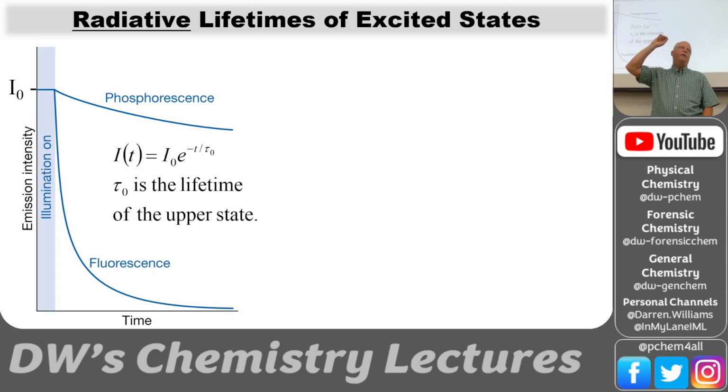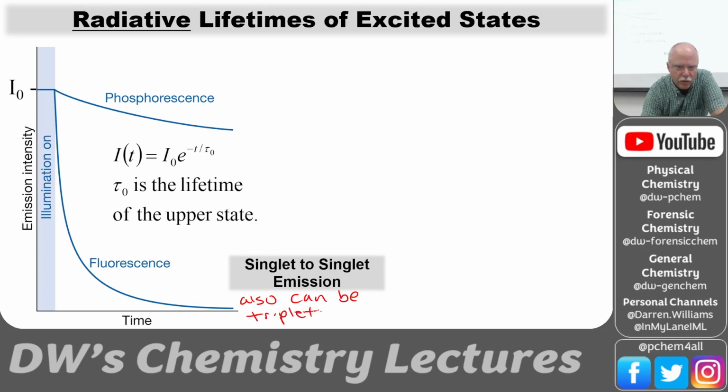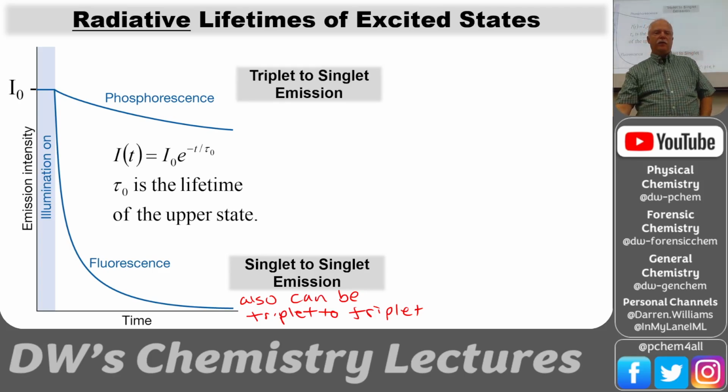light. Now, if the multiplicity does not change, then that's fluorescence. But if the multiplicity does change, that's phosphorescence. So this might be singlet to singlet emission. It could also be triplet to triplet. But the point is, for fluorescence, the spin pairing doesn't change. This one up here would be like triplet to singlet or singlet to triplet, where you do have this less statistically favored emission and a spin flip at the same time.